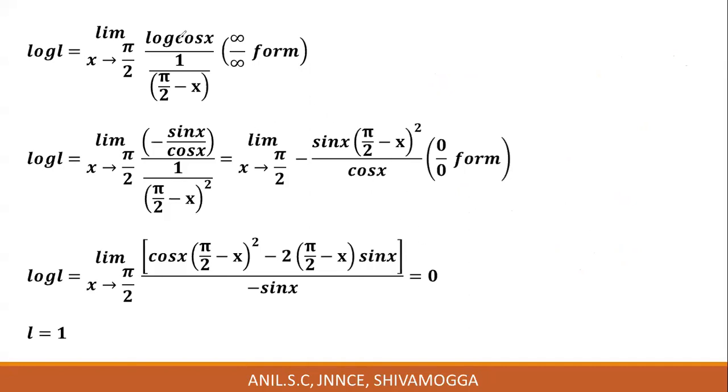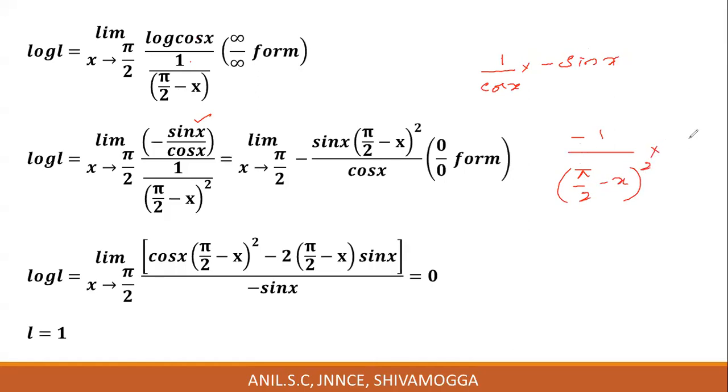Apply limits. The derivative of log cos x is 1 by cos x into the derivative of cos x, which is minus sin x. That's what I have written here: minus sin x divided by cos x. The derivative of 1 divided by pi by 2 minus x whole square is minus 1 divided by pi by 2 minus x whole square.